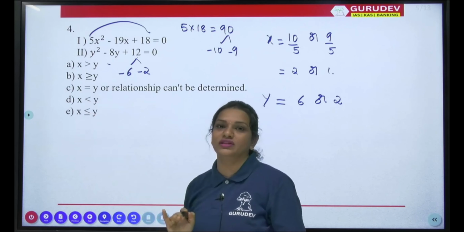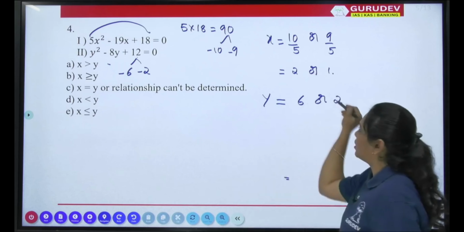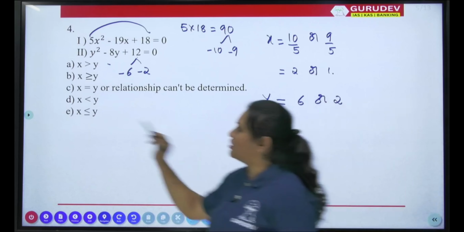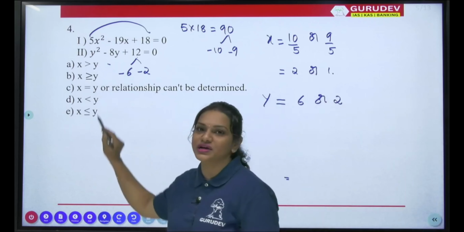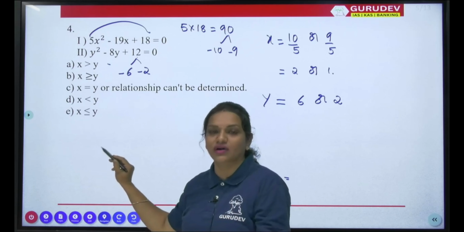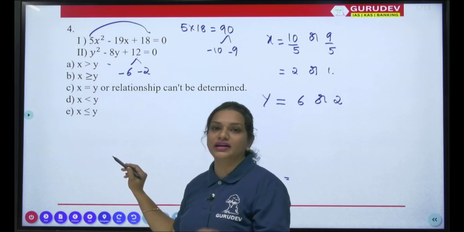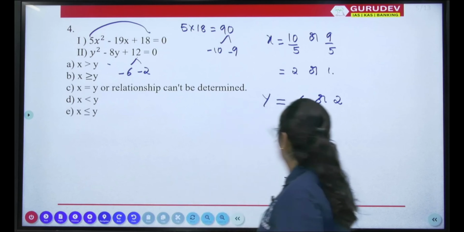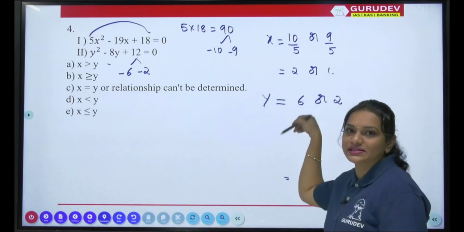We have to remember one thing, guys: if the roots are common, definitely the answer will be either greater than or equal to, or less than or equal to. You have to keep that in mind. Next, the only thing is we have to compare the 6 and 1.